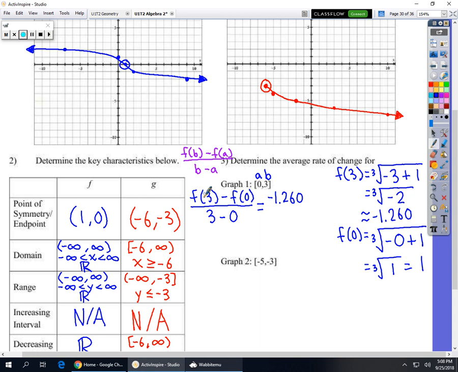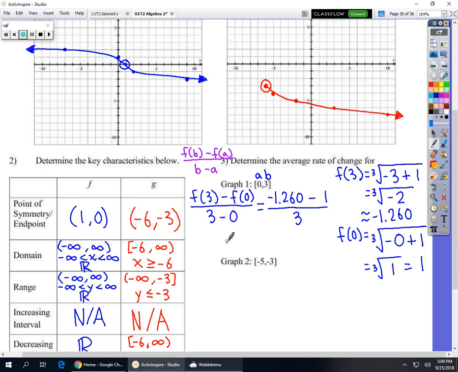So instead of f of 3 minus f of 0, that's negative 1.260 minus 1. All right, let's divide that. Well, 3 minus 0 is just 3. And now what do I got? Negative 1.260 minus 1. I already have the answer. You can just put it in your calculator if you want.